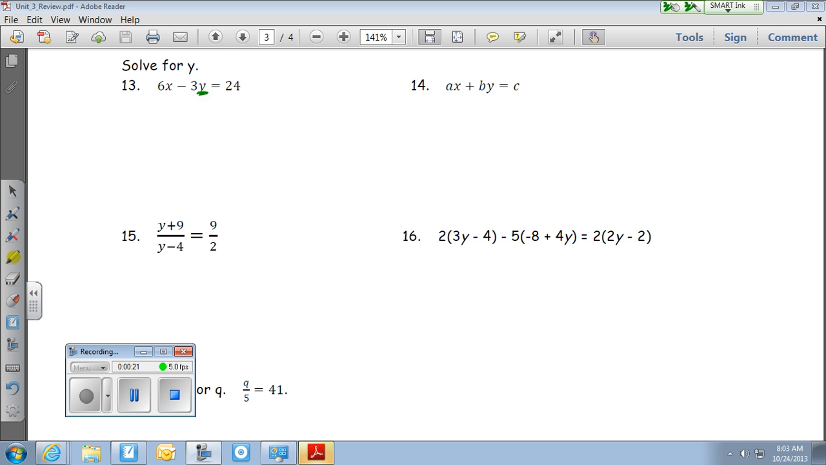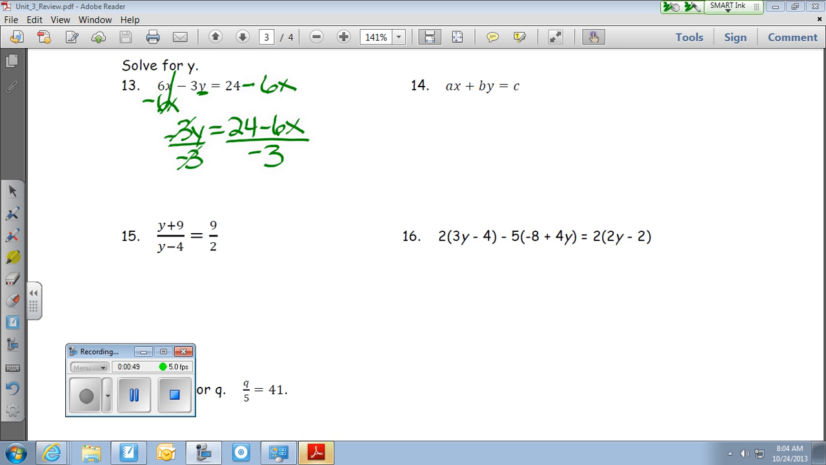So let's get rid of the 6x. Let's take care of any adding or subtracting before we multiply or divide. So how do we get rid of a 6x in this first expression on the left? I subtract it, but I have to do it from both sides. That cancels out, leaves me with a negative 3y is equal to 24 minus 6x. Then I can divide both sides by that negative 3. Those cancel. Divide both sides by a negative 3.